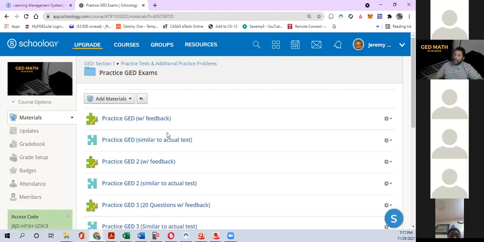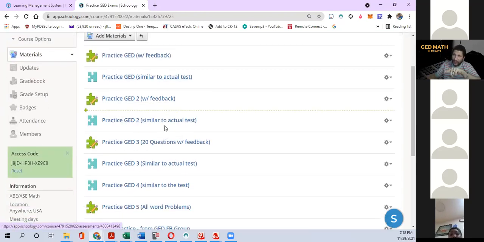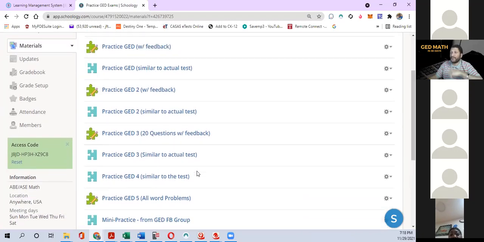Okay. So are they the same test? These 2 right here, the practice GED? Yeah. So the practice GED with feedback and the practice GED actual test, yes, they're basically the same. Might be a few differences, but usually if I gave the same number, they're the same test. Okay. All right.